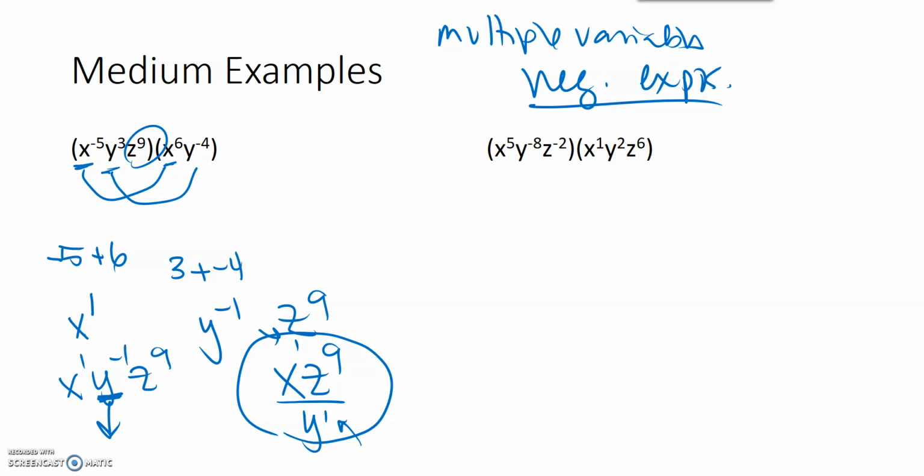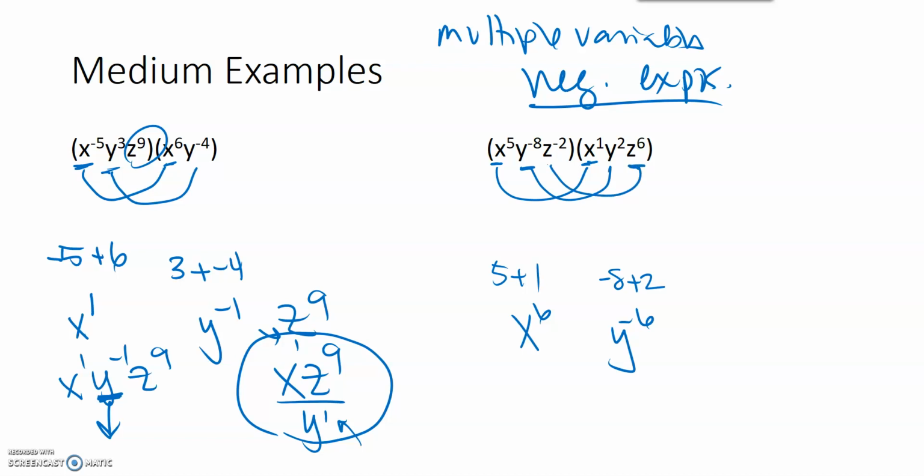Okay, let's look at the next one here. Same idea. We're going to combine, add together the exponents of the things that are the same. So we have a 5 plus 1, that's an x to the 6th. My y's, I have a negative 8 plus 2. Well, that's a negative 6. Again, negative exponent's going to have to move, so we're not quite finished with this one.